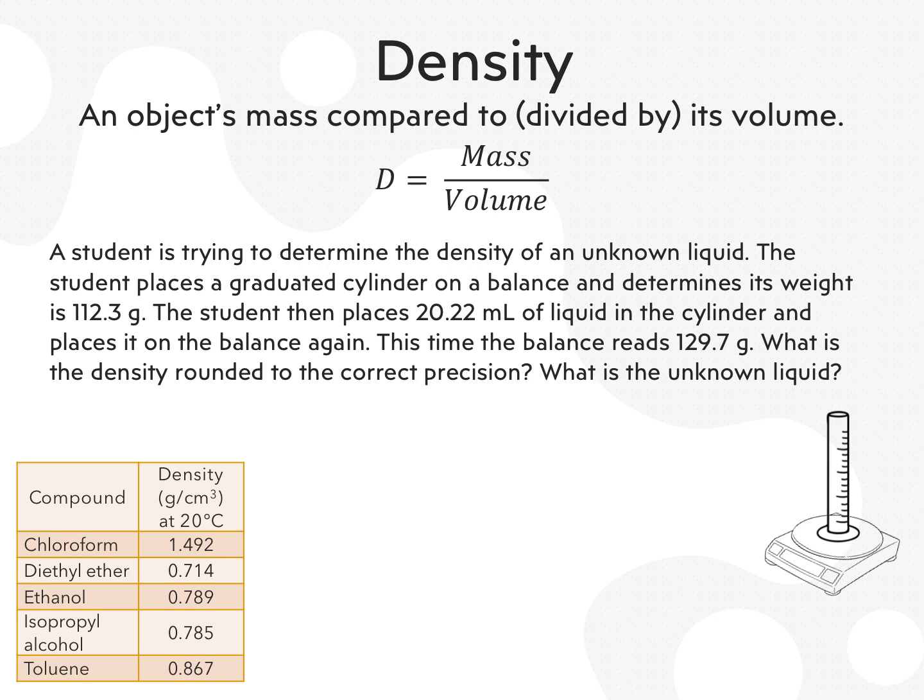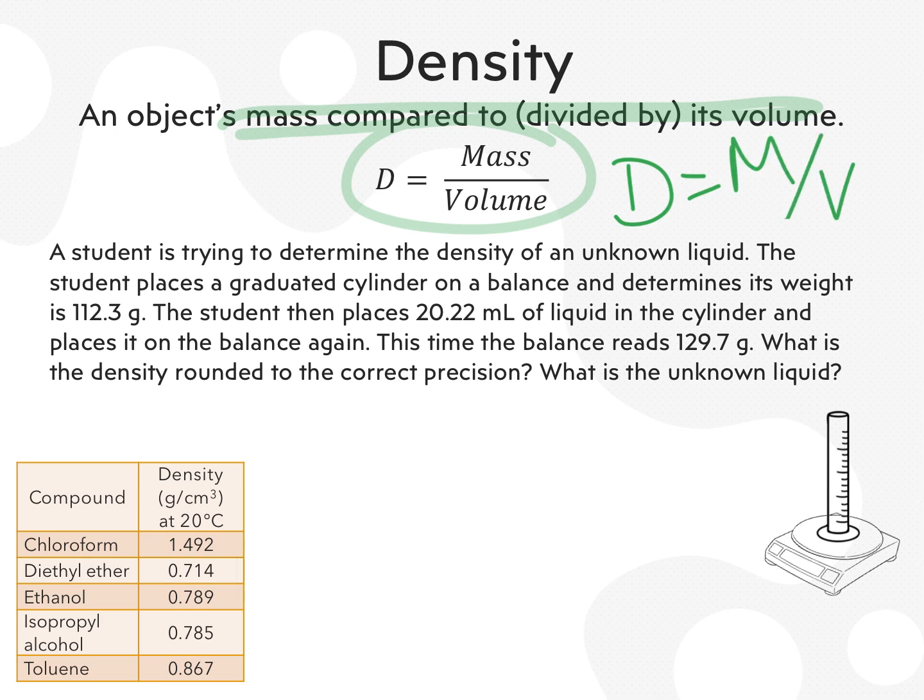Okay, so now let's look at density. Density is an object's mass compared to its volume, or divided by its volume. So density is mass over volume. D is m over v. So let's say a student is trying to determine the density of some sort of unknown liquid.